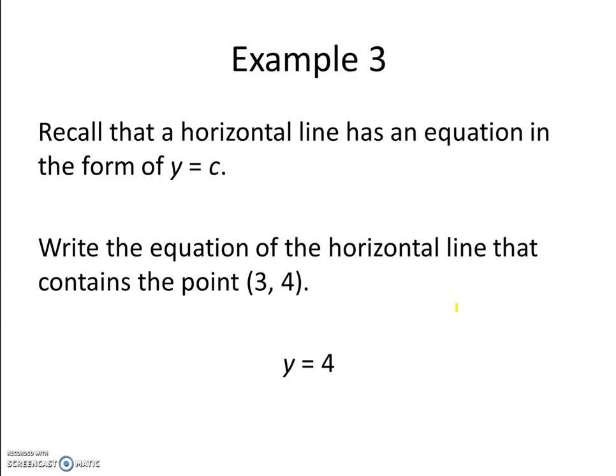On example 3, we must recall that a horizontal line has an equation in the form y equals c. So if we're given a point such as (3, 4), the equation of the horizontal line that goes through that point is simply y equals 4.